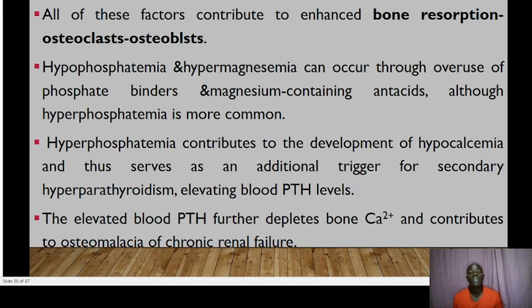But in this case, we have the osteoclast. All these factors will contribute to enhanced bone resorption, okay? Bone resorption, so bones are broken down. So we have hypophosphatemia and hypermagnesemia, which can occur through overuse of phosphate binders and magnesium-containing antacids.